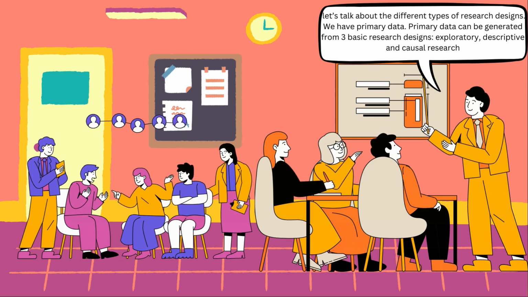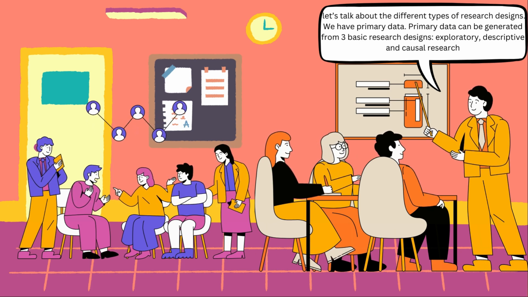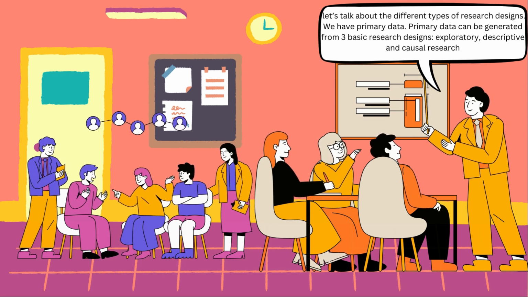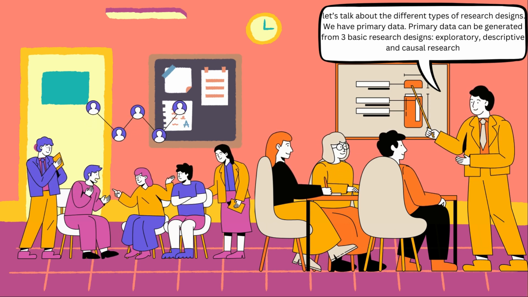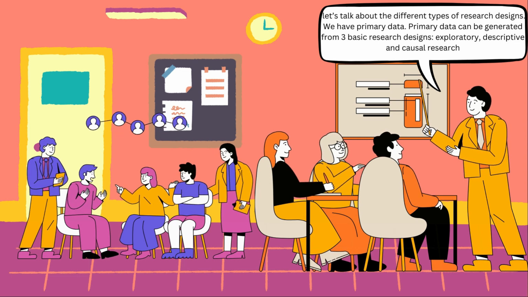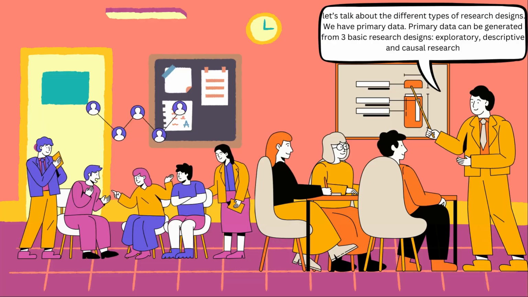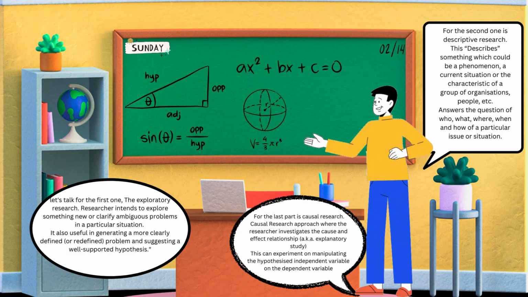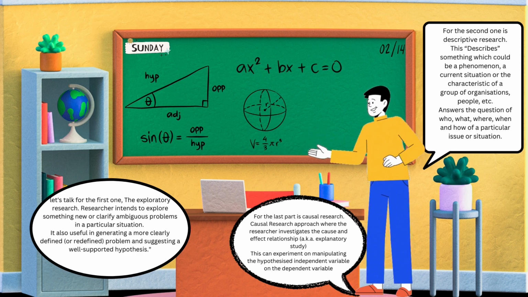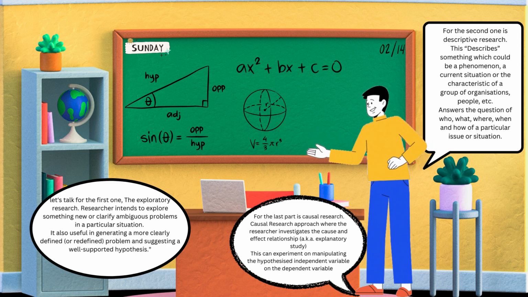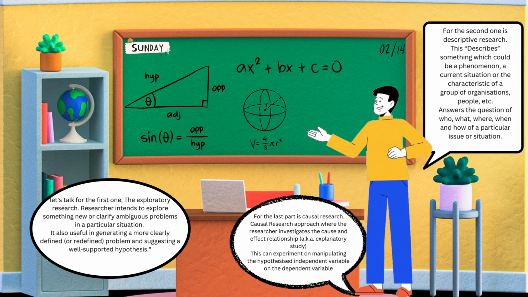Alright, now let's talk about the different types of research design. We have primary data. Primary data can be generated from three basic research designs: exploratory, descriptive, and causal research. As the professor speaks, he gestures to various parts of the flowchart, making connections between different stages of the research design.